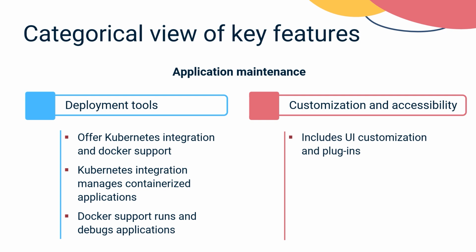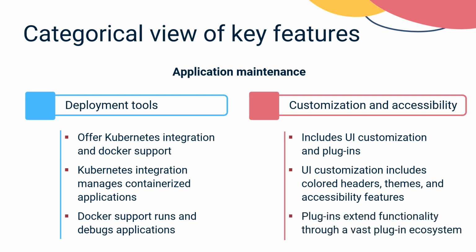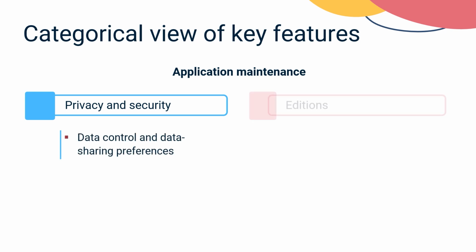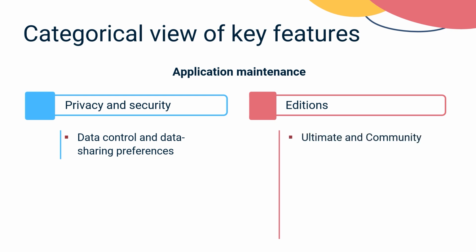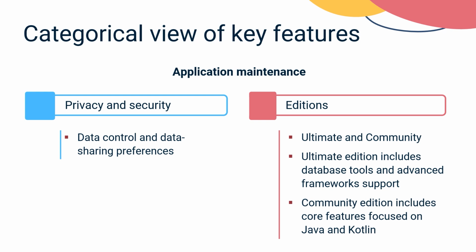IntelliJ IDEA includes UI customization and plugins. UI customization includes colored headers, themes, and accessibility features, and plugins extend functionality through a vast plug-in ecosystem. IntelliJ IDEA's privacy and security feature entails data control and managing data sharing preferences and settings. IntelliJ IDEA includes the Ultimate and Community Editions. The Ultimate Edition includes comprehensive features, including database tools and advanced framework support, and the Community Edition includes core features focused on Java and Kotlin.